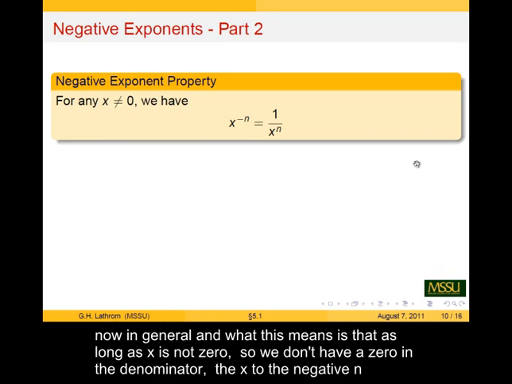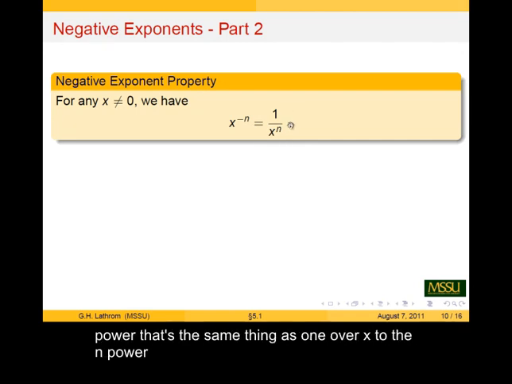Now, in general, what this means is that as long as x is not 0, so that we don't have a 0 in the denominator, if you have x to the negative n power, that's the same thing as 1 over x to the n power.